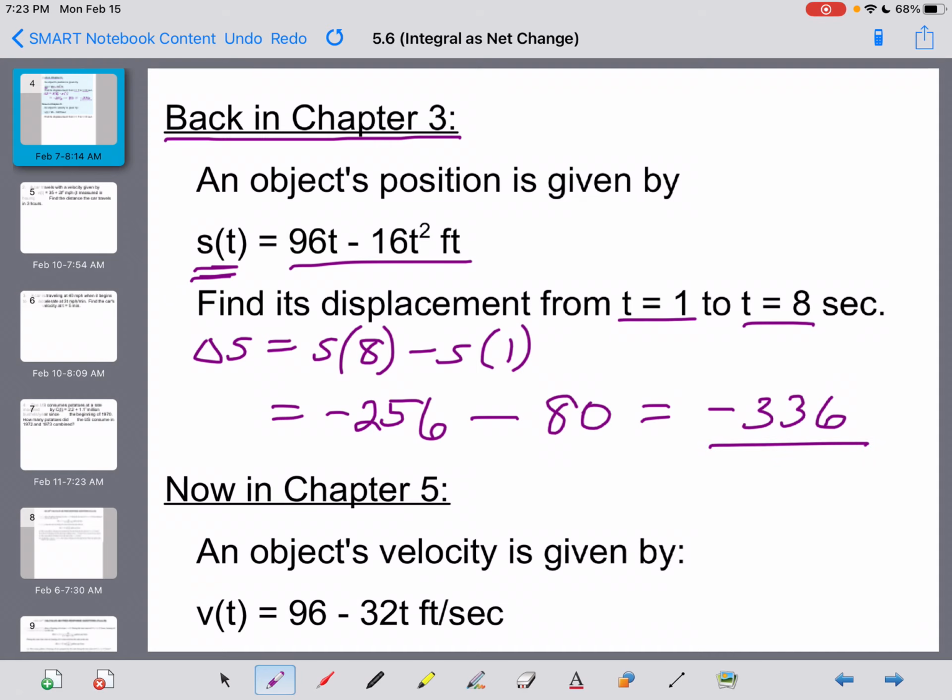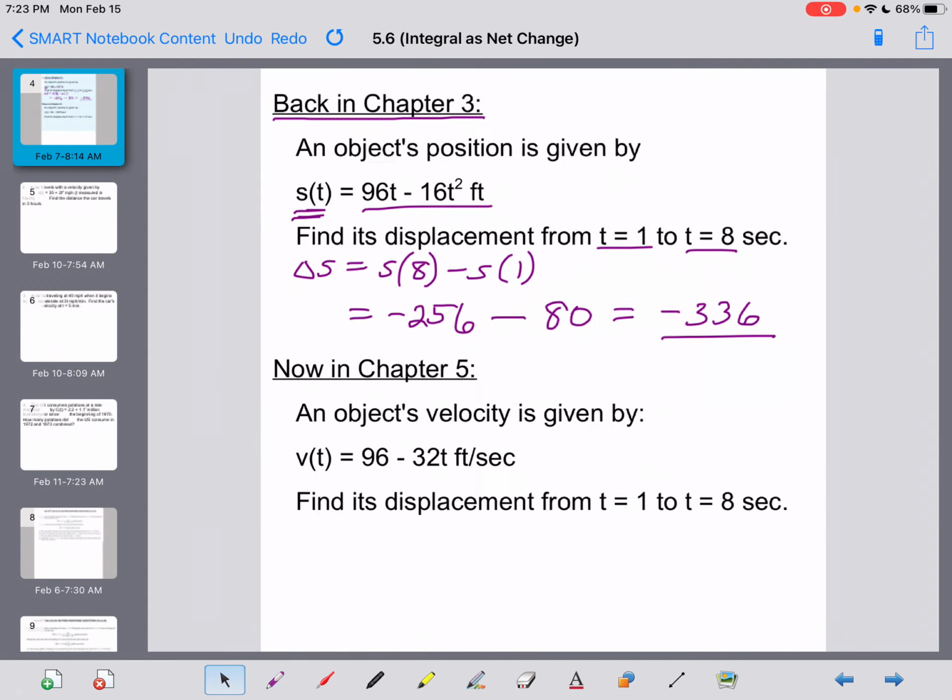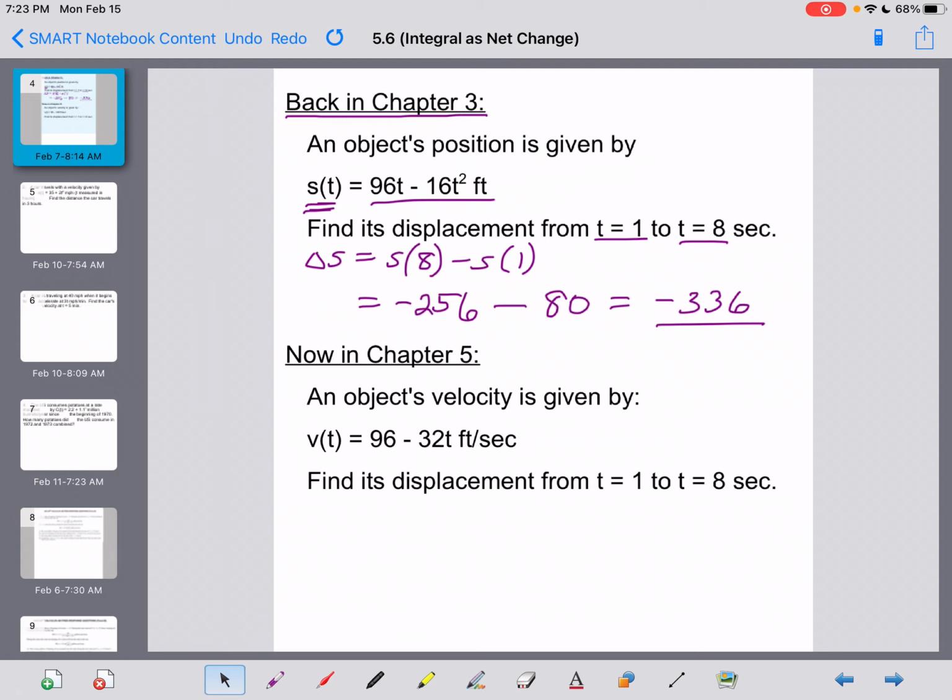So what that means is that while this object is in motion or flight, from t equals 1 to t equals 8 seconds, this thing's height or position decreases by 336 units, whatever unit we're talking about. So that's what a Chapter 3 problem would have looked like, everybody. They would have given us the position function and asked us to find displacement.